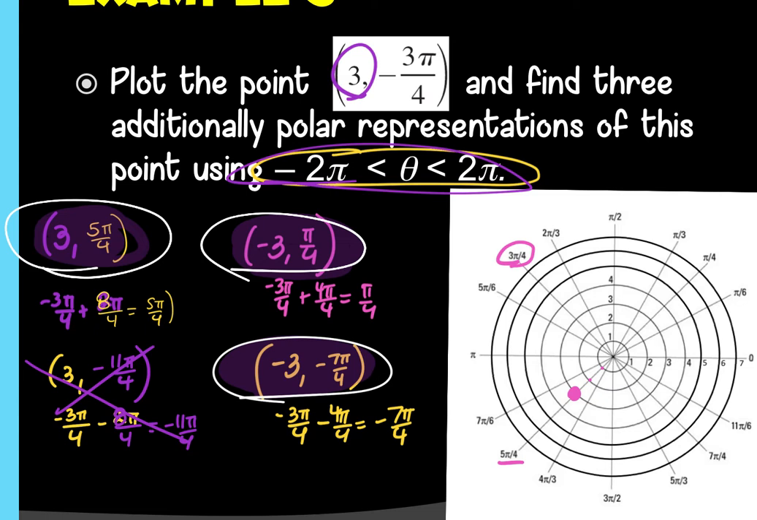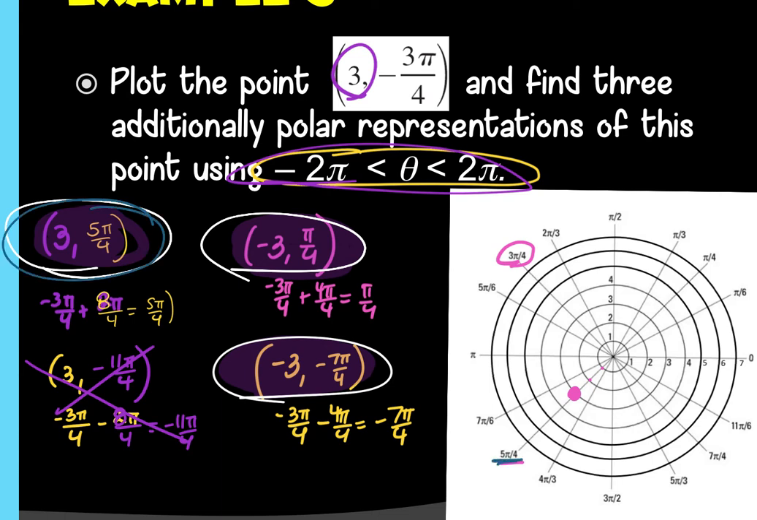Vanessa. Because negative 11 pi over 4 is negative 2 and 3/4 pi. That's too small. My range is from negative 2 pi to positive 2 pi. So if you had the time to check, you could actually plot all 3 of those points and make sure that they all fall in the same spot. So would you have 3 answers? Yep. And so if I wanted to check them, this first one was 5 pi over 4.